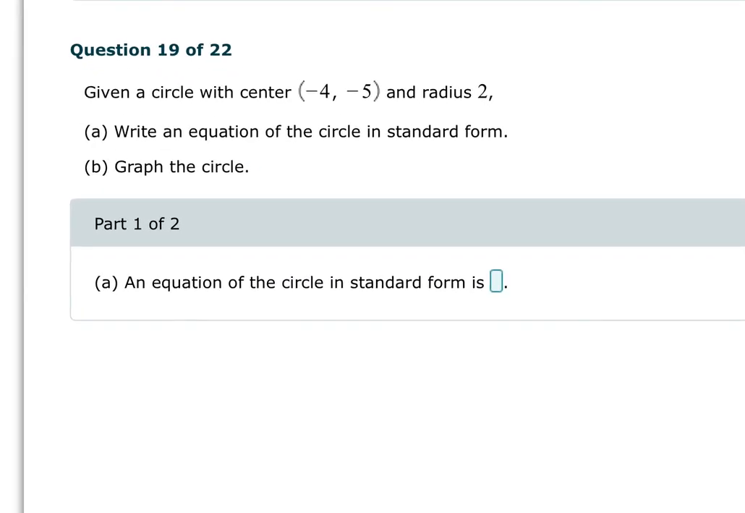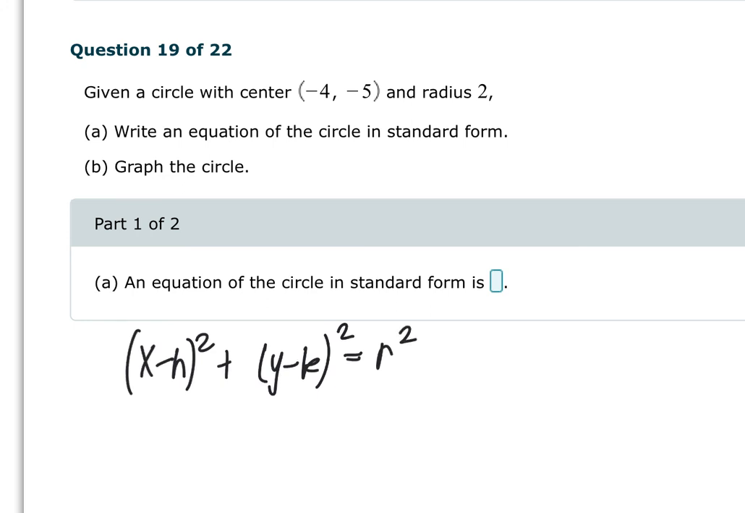For this number 19, write the equation of a circle in standard form. The generic equation of a circle is x minus h squared plus y minus k squared equals r squared. So the center that they gave to me, when it appears in the equation itself, the sign will be different. The reason is because the equation says x minus, and if h is -4, well, x minus a negative is positive, and so when you see it in the equation, it's changed its sign, right?